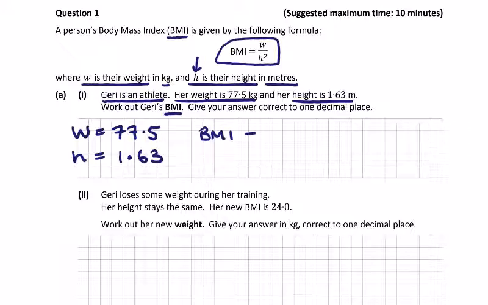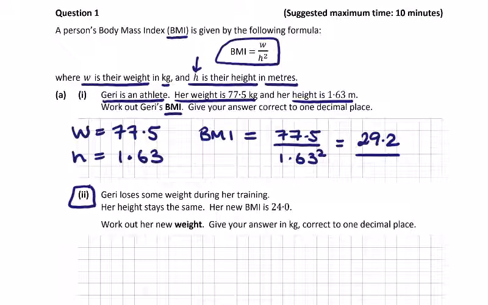BMI is equal to weight 77.5 divided by H squared, 1.63 squared, and your calculator will do this for you, giving me 29.2 for Jerry for her BMI. We're 15 marks for part A, 1 and 2. So kind of give away marks to start this question. You're up to 5% already if you can get these two correct.